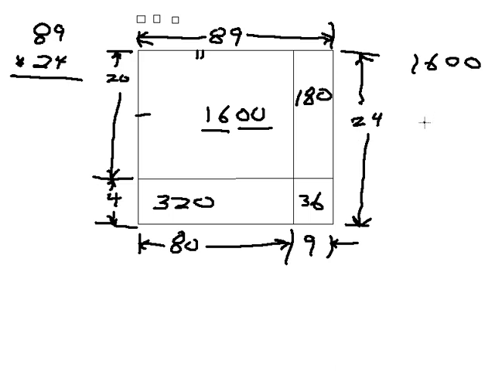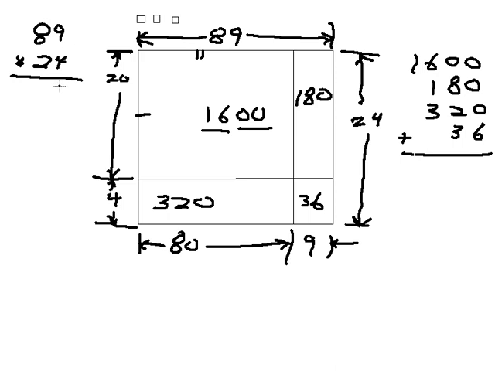1,600. That's the 20 times the 80. And the 20 times the 9 is 180. And then 4 times 80, 320. And then 4 times 9 is 36. So we expect the multiplication of 89 times 24 to equal the sum of these things. I'm not going to add them up yet because I'm going to go over here and do my algorithm.